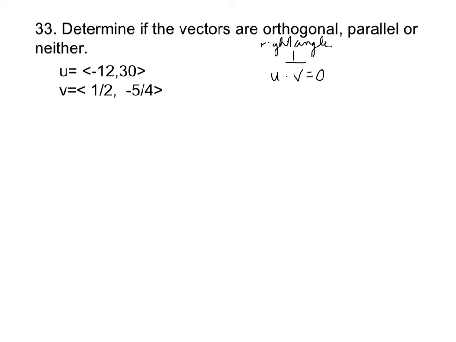If two vectors are parallel, this means that they are in the same direction, but not necessarily the same magnitude.